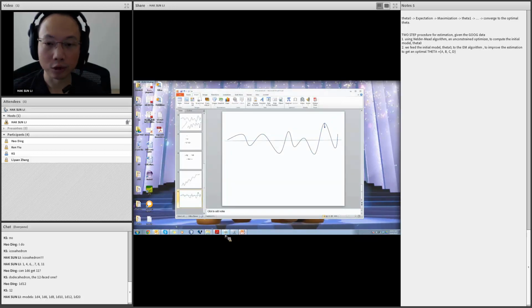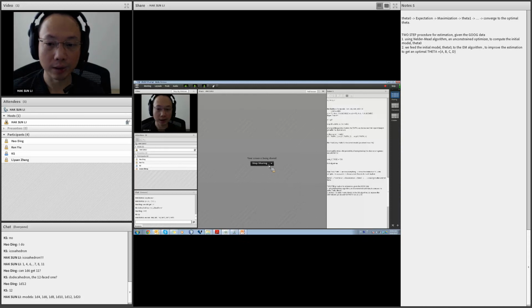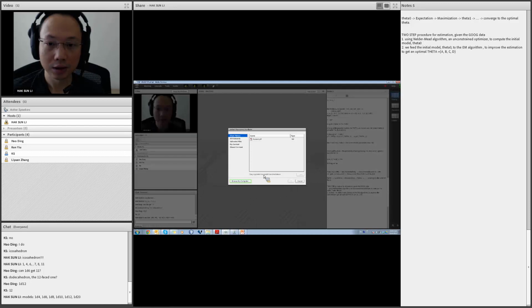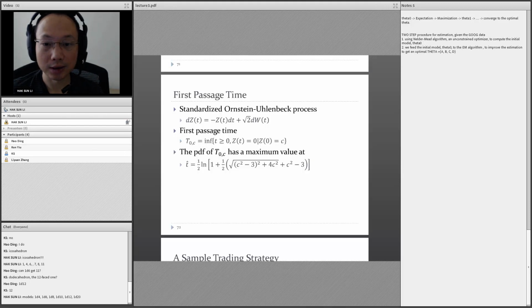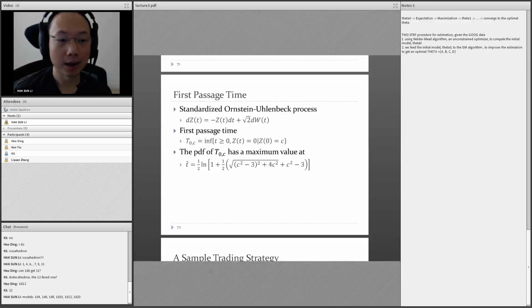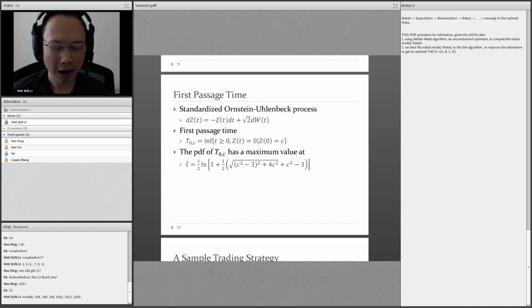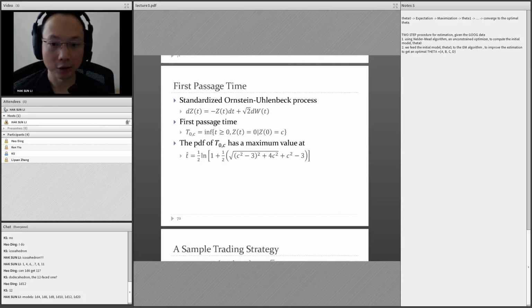Assuming that we model the mean reverting process as an Uhlenbeck process, then we can model this. So here's what we're going to compute: the first passage time, which is essentially the expected holding time. Instead of doing it for a general process, we do it for the standard Uhlenbeck process. So this is the standardized Uhlenbeck process, and the first passage time is computed as this. T is the value when you enter the trade.